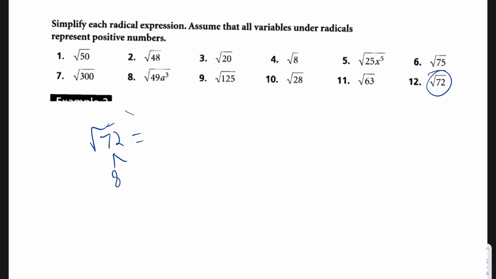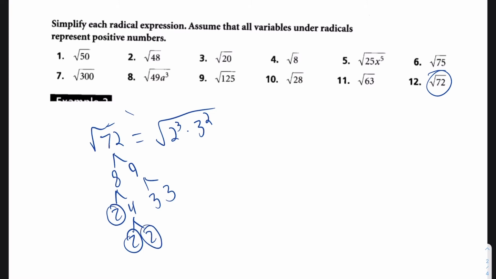72 comes from 8 times 9. 8 comes from 2 and 4. 4 breaks down into 2 times 2. 9 breaks down into 3 times 3. If we rewrite this, we have 2 cubed times 3 squared. It's 2 cubed because we had 3 of the number 2 that multiply, and we have 2 of the number 3 that multiply, so that's why it's 3 squared.